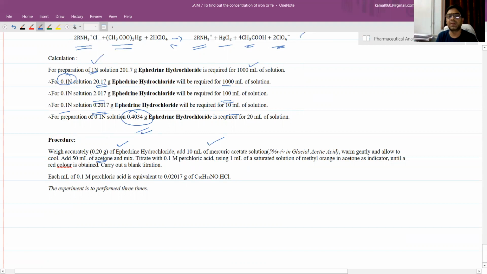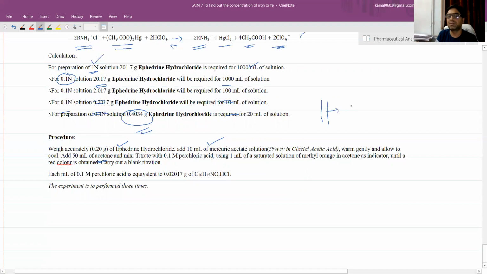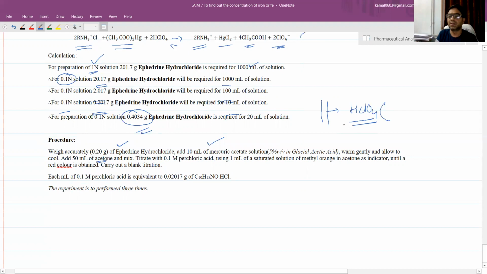Acetone is added so that it can be easily dissolved in that, and we will mix it. Then finally we will titrate with the perchloric acid solution. This perchloric acid solution is nothing but the same pre-standardized perchloric acid solution that we standardized in experiment number 9.